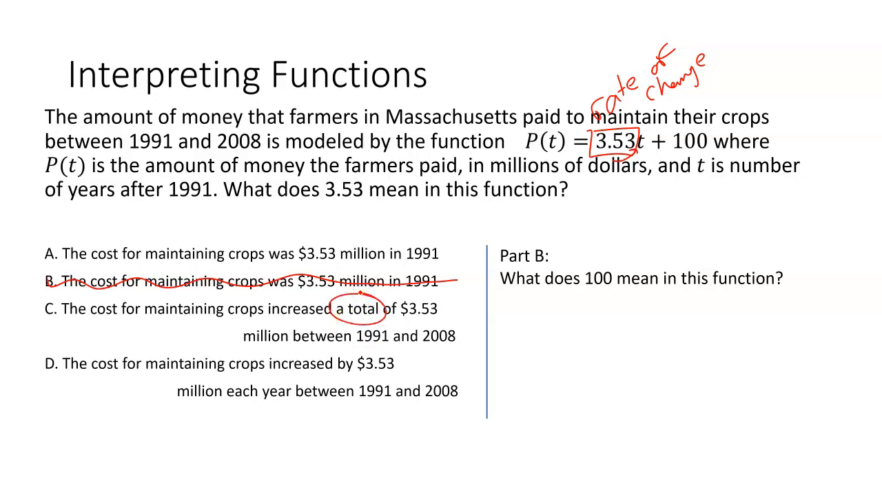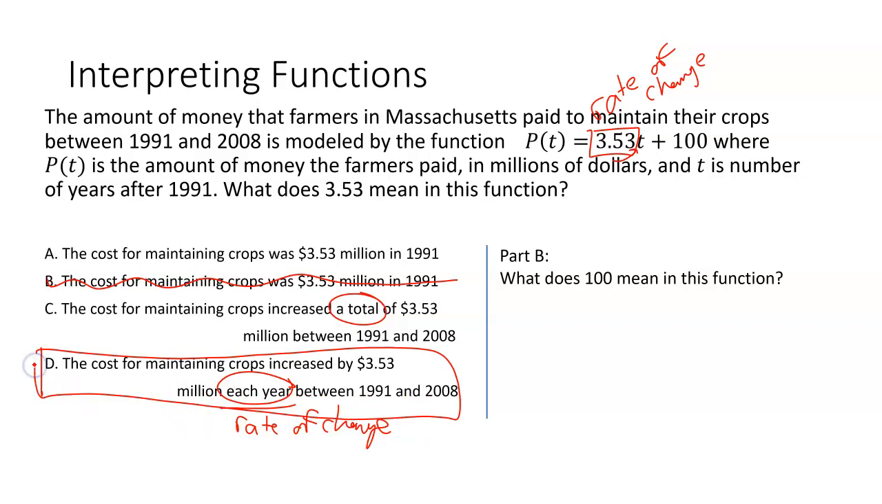The cost for maintaining crops increased by $3.53 million each year between 1991 and 2008. Does that represent my rate of change? Yeah, because of that each year. Each year is our rate of change. So the 3.53 million is the amount it increased each year.